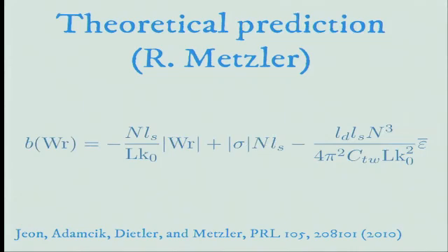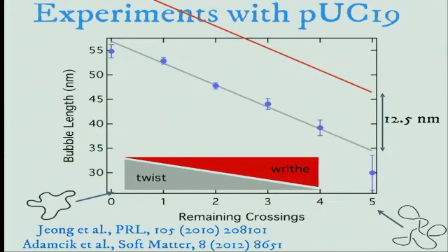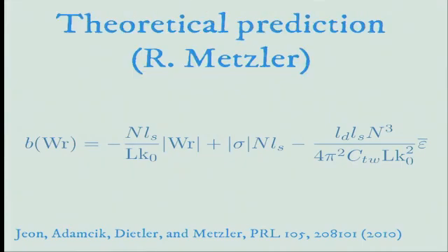And when you take parameters that are measured by other experiments, you calculate this constant here, and it makes exactly the 12.5 nanometers, and the curve goes through the point. So this is not a fitted line, it's just a calculated line with known parameters from other experiments. And so we can explain exactly what is happening in the system.